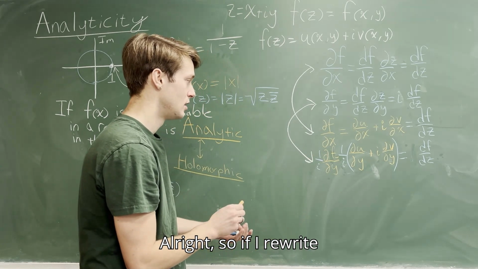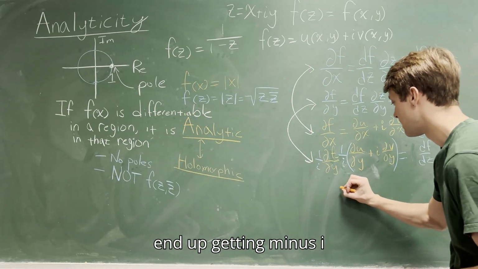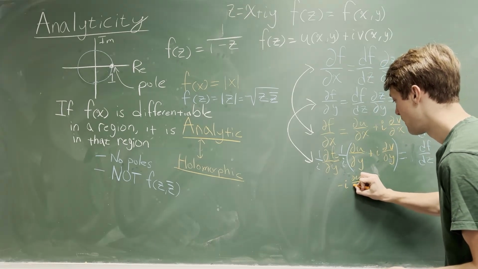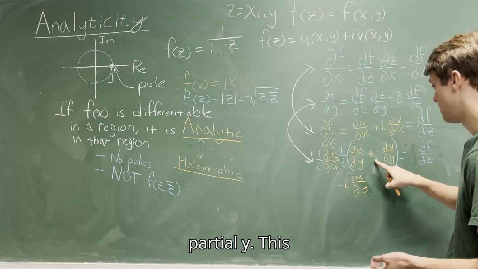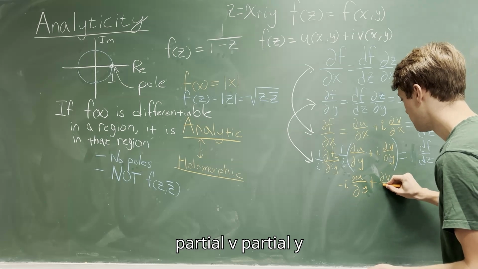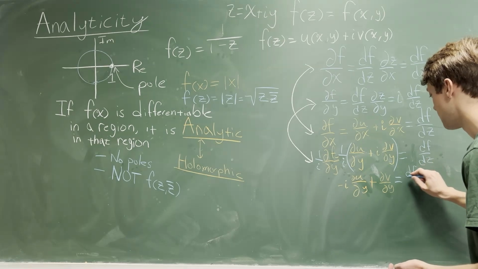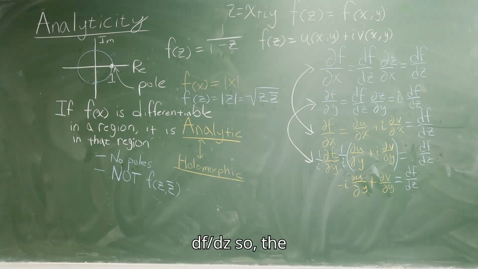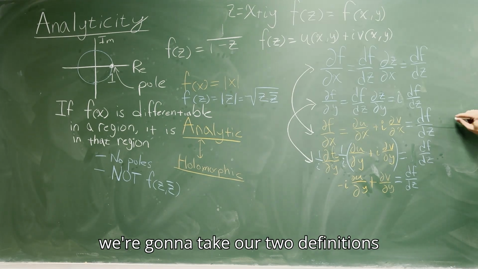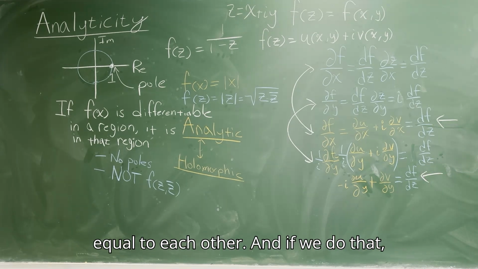All right. So if I rewrite this in its simplified form, we will end up getting minus i partial u partial y. This i will disappear, plus partial v partial y is equal to that total derivative df dz. So the last step that we're going to do here is we're going to take our two definitions for the total derivative and set them equal to each other.